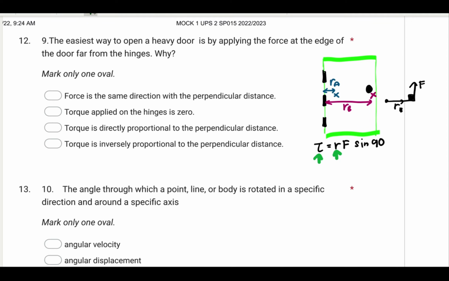Okay? So kenapa? Okay, dia tanya why. Force is the same direction with the perpendicular distance. No. Okay, kenapa nak same direction pula? Torque apply on the hinges is 0. Betul. Tapi kita bukan cerita pasal torque yang apply on the hinges. Torque is directly proportional to the perpendicular distance. Alright. So this is the perpendicular distance. Kenapa dipanggil perpendicular distance? Because the distance is perpendicular to the force exerted. Okay, so the answer is C. Yang D itu memang salah lah.